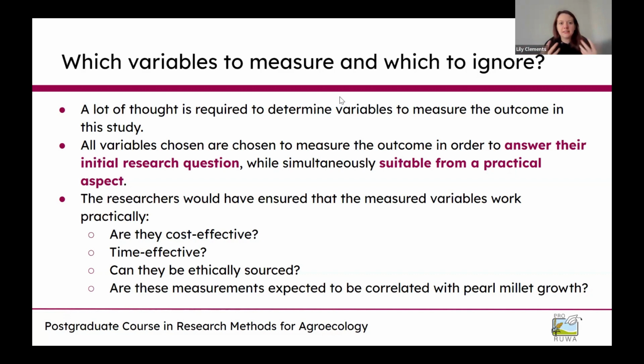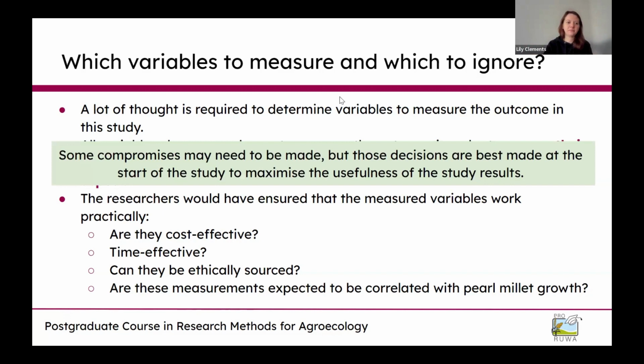You should look at your resources to decide which variables we should measure and which we should ignore. And for those variables that you ignore, they need to be justified. Some compromises may need to be made, but those decisions are best made at the start of the study. This is to maximize the usefulness of the study results.